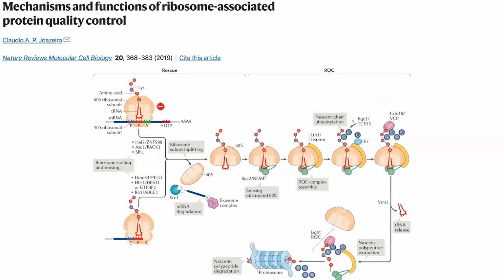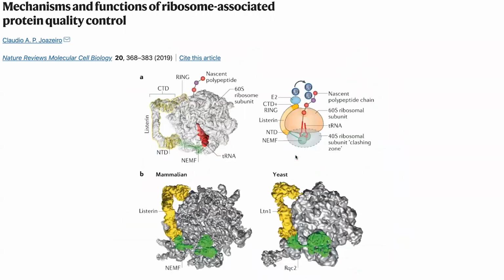And so basically, here's another review article, and you can see that there's going to be a lot of different players involved. One of the key ones is going to be this Listerin, or this LTN1. So Listerin, not Listerine, is basically going to be the ubiquitin ligase, or that ubiquitin adder that's going to interact and ubiquitinate the growing chain. So you can see this nice review article. It looks kind of like this. It looks kind of like a coffee cup handle.